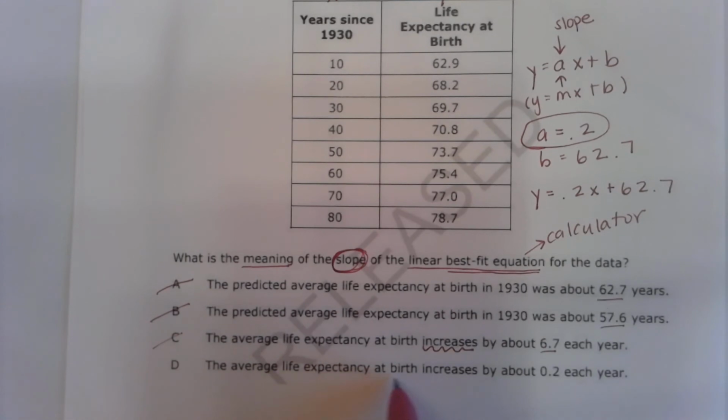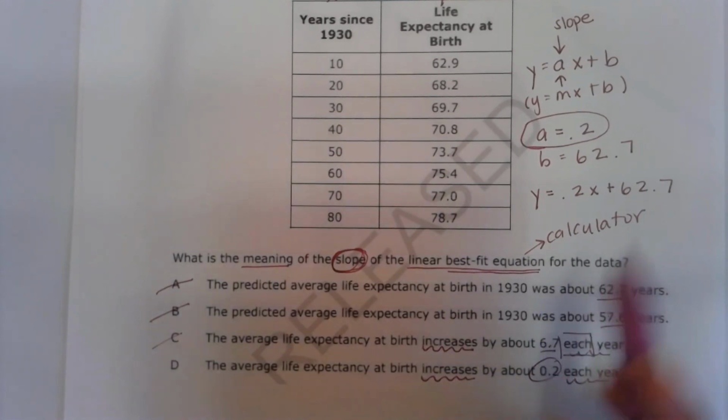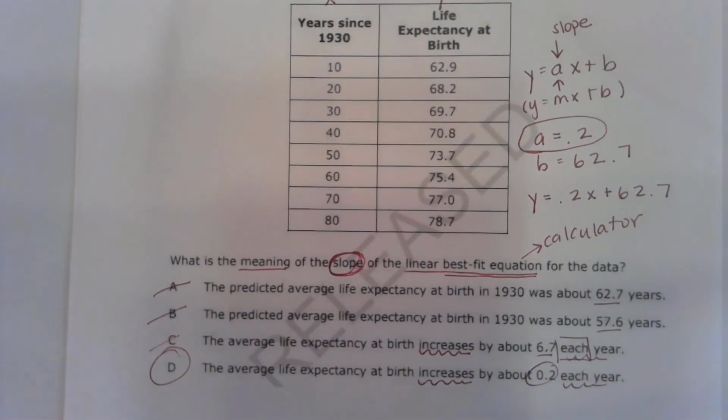The average life expectancy at birth increases by 0.2 each year, and that's it. Because the increases each year, this each, per, is that slope. So this one is the correct one, because if we look at all of our different numbers, we know slope is 0.2, 0.2 right there. We know that D is our answer.